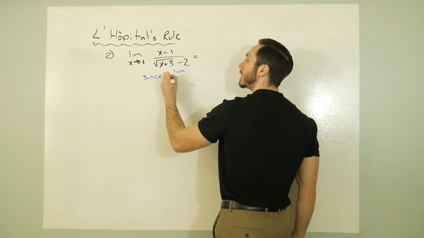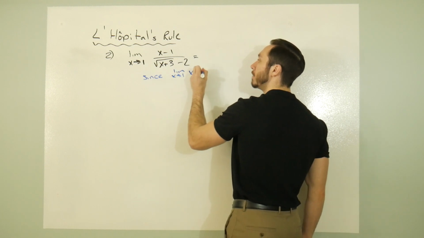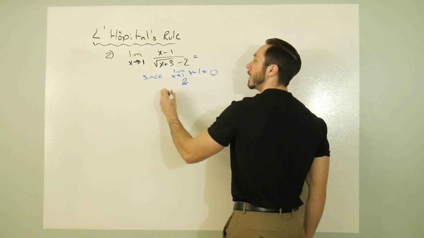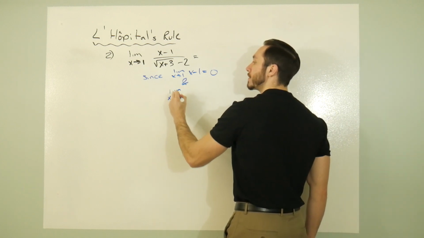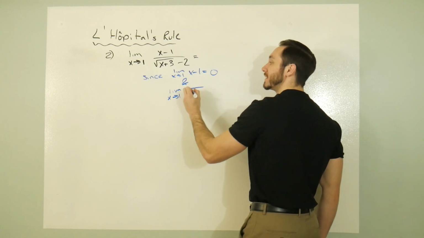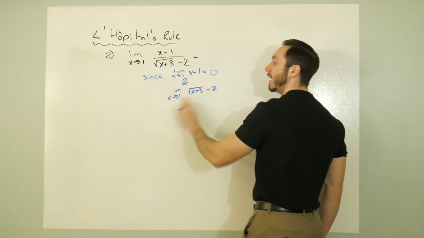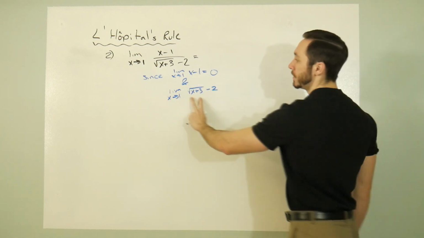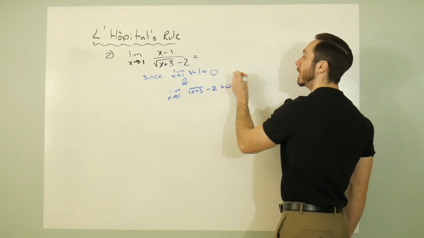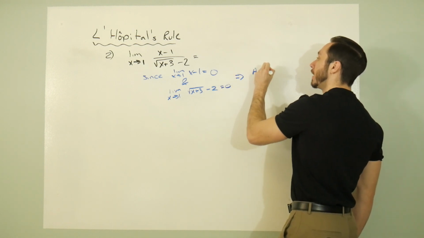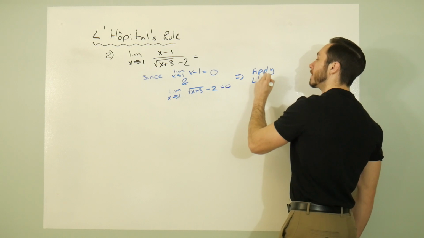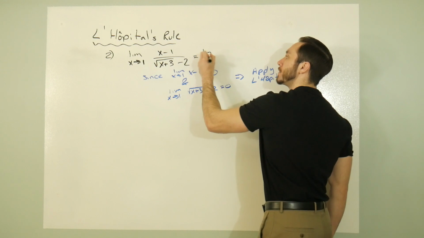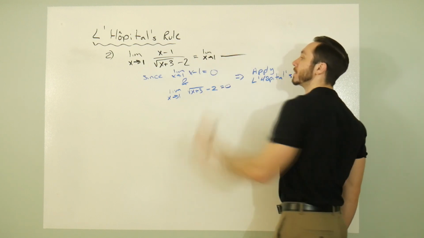The limit as x approaches 1 of x minus 1 is 0 for sure, and the limit as x approaches 1 of the denominator, actually I didn't check to see if this is 0, I just assumed it was. If you plug in 1 here, 3 plus 1 is 4, square root of 4 is 2, 2 minus 2 is 0. This implies that we can apply L'Hopital's. Alright, so the limit as x approaches 1 does not change.